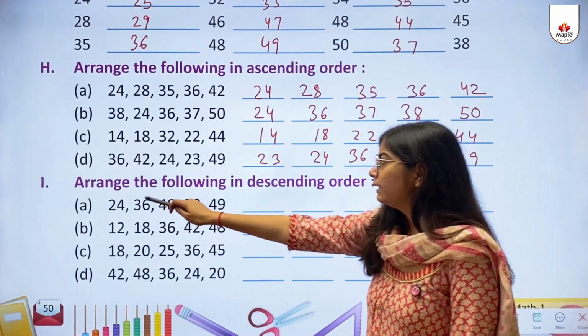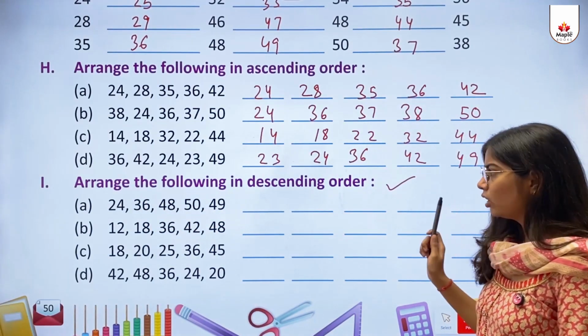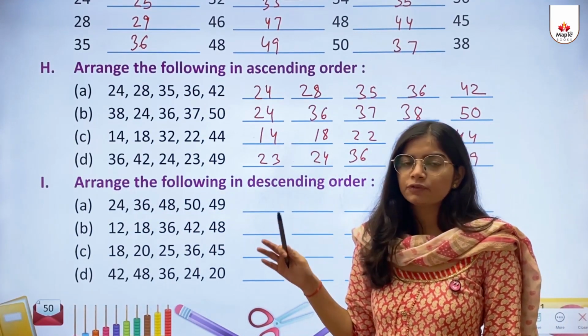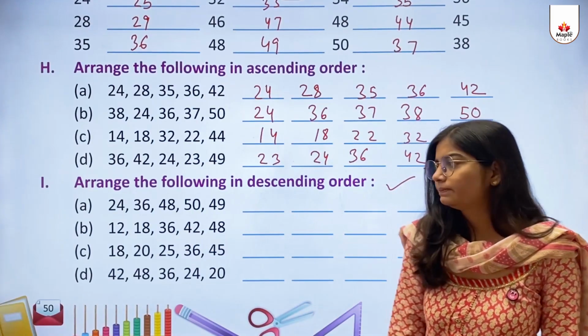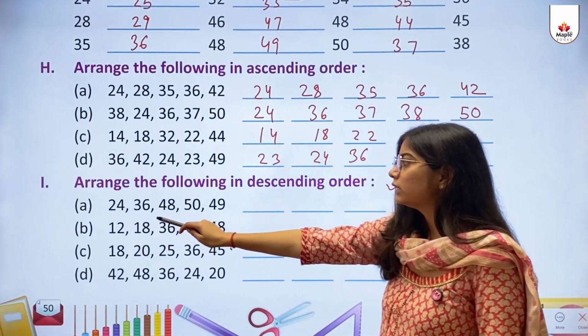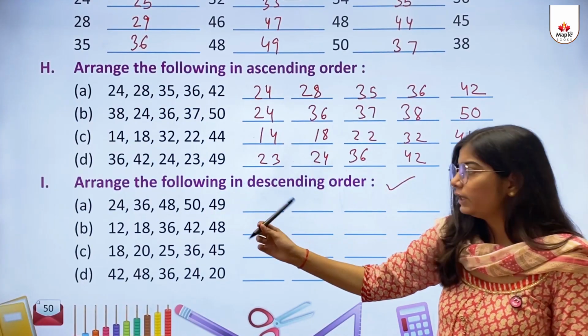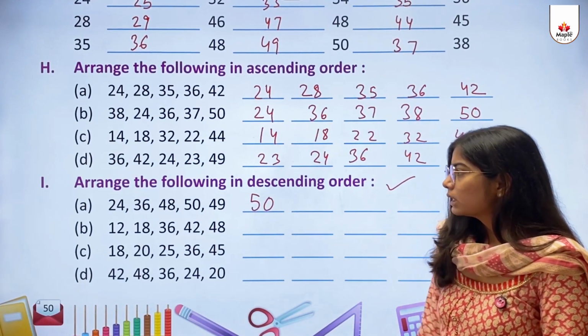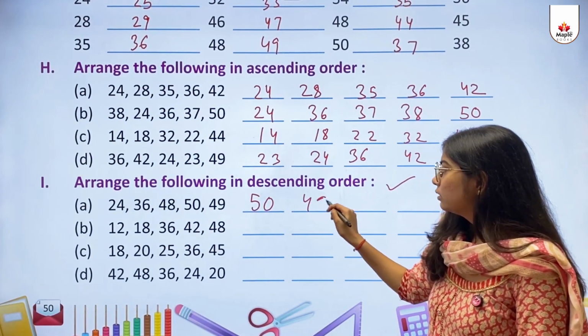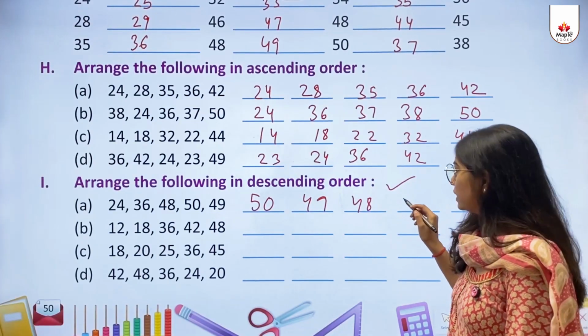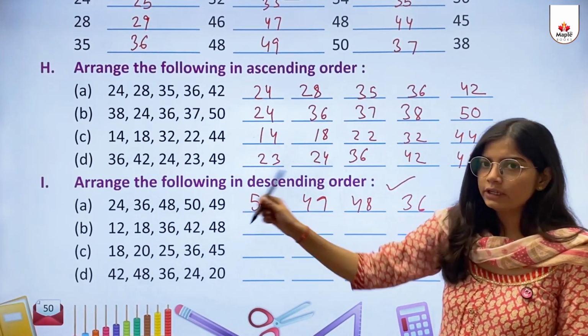Then I arrange the following in descending order. Descending order means from largest to smallest. 8, 24, 36, 48, 50, 49. The largest one is 50. Then 49, 48, 36 and the smallest one is 24.